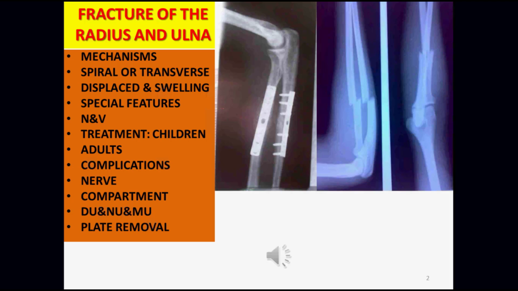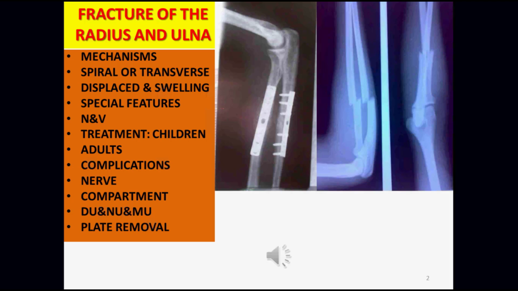If the fracture is proximal to the pronator teres insertion, the forearm is held in supination. If it is distal, it is held in neutral position. In adults, unless the fracture is undisplaced, open reduction and internal fixation is usually required.